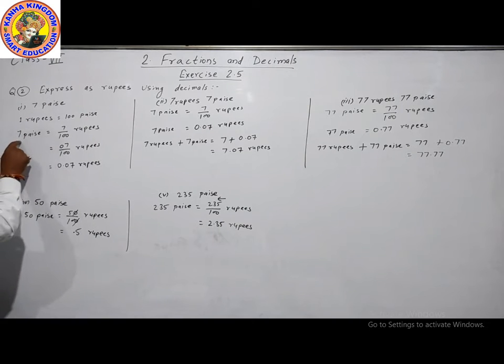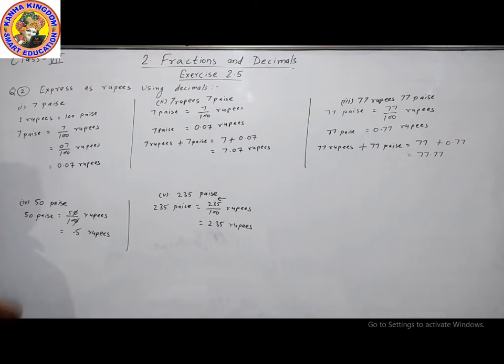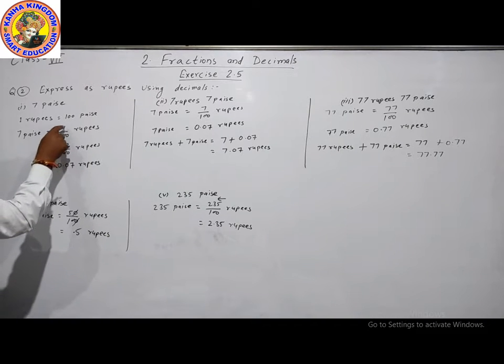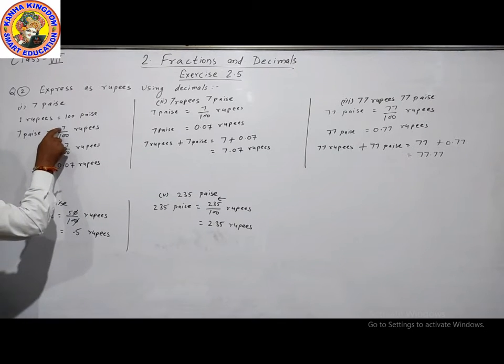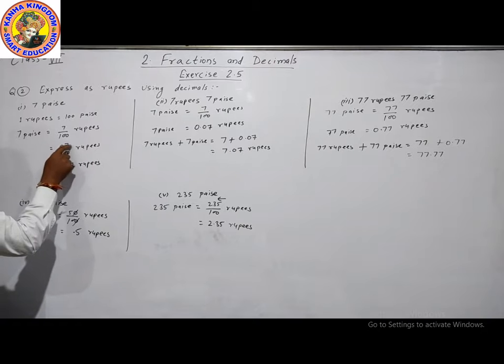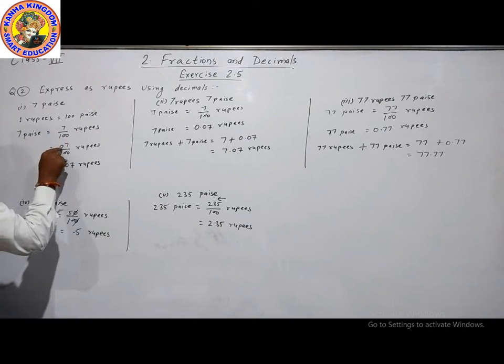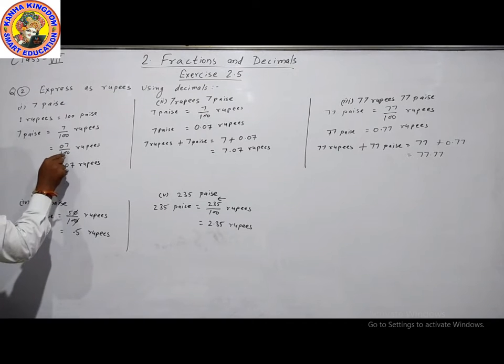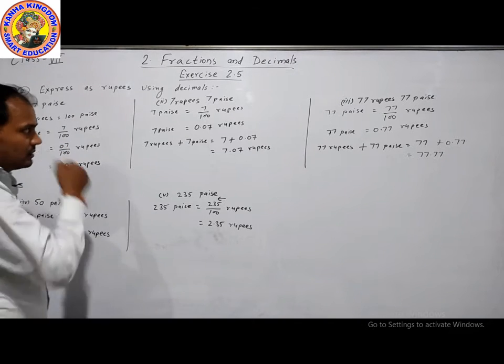Now the question is 7 paise. So in rupees, 7 divided by 100. There are 2 zeros, so 2 decimal points will come. So 7 can be written as 07, not 70, as the integer part. So this is 07, and the 00 are the 2 decimal points, 1 and 2. Now this is 0.07 rupees.